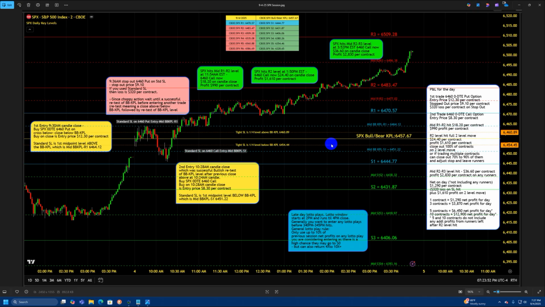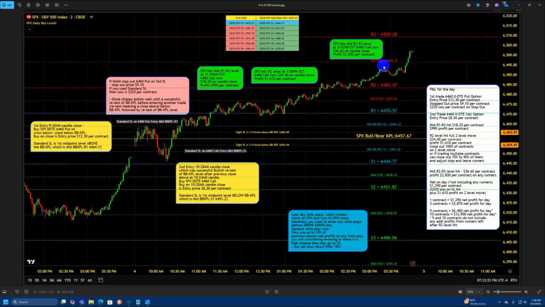Okay, so on the chart we have today's session, the Thursday, September 4, 2025 session for SPX, and this is the main SPX CBOE index. The way that this indicator works is that at 9:30 a.m. Eastern, market open for the index, the levels are generated on your chart, and the main level that you'll see here is the SPX bull bear key price level, which today was 6457.67. This is the indicator's main bull bear pivot that it's determined for this particular session.